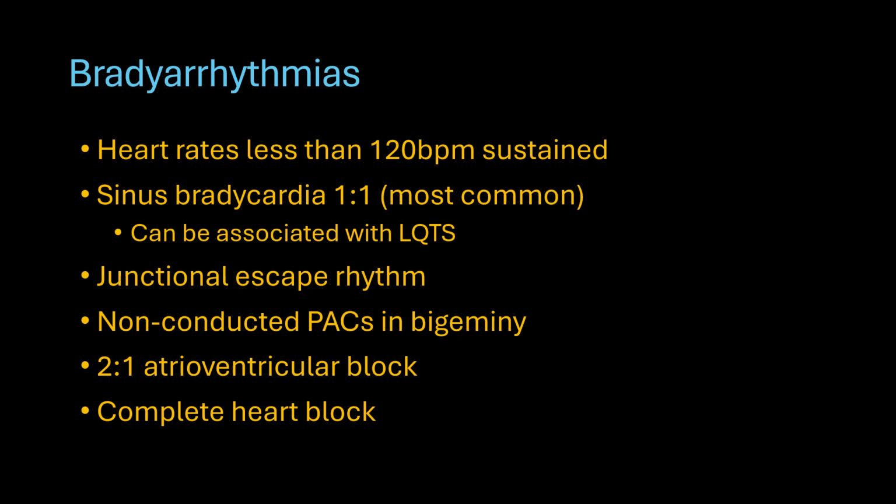Let's go over bradyarrhythmias. When we talk about bradycardia, we're talking about heart rates that are less than 120 beats per minute sustained. And sinus bradycardia is one-to-one conduction. This is the most common. This can also be associated with long QT syndrome. We typically will see sinus bradycardia with ventricular arrhythmias and then ventricular tachycardia, as in the last case that we just reviewed. Junctional escape rhythm can also be a slower than 120 beats per minute rhythm.